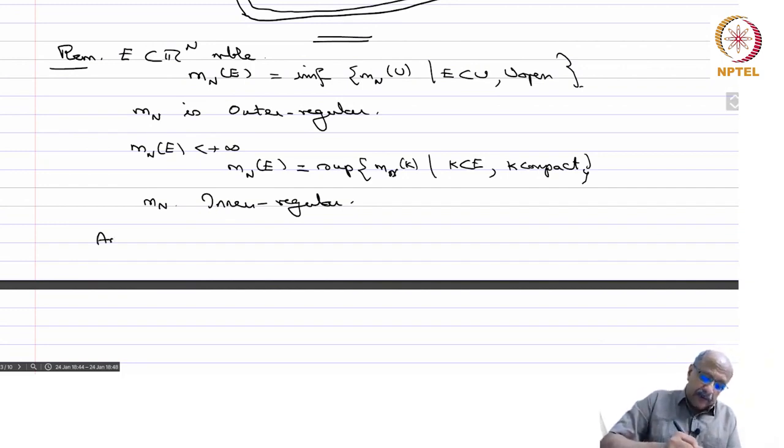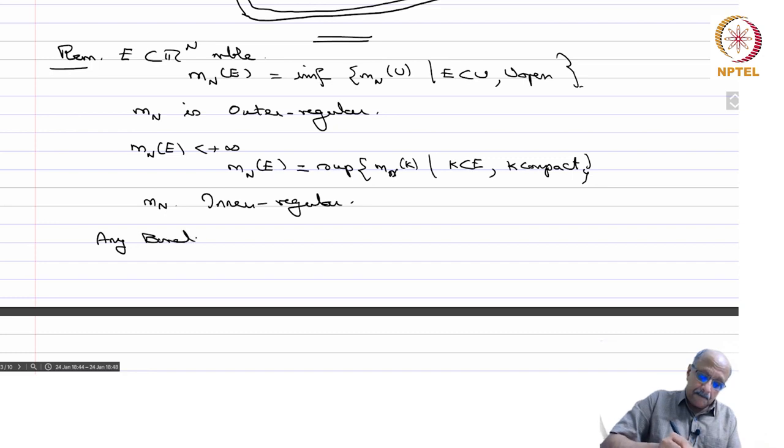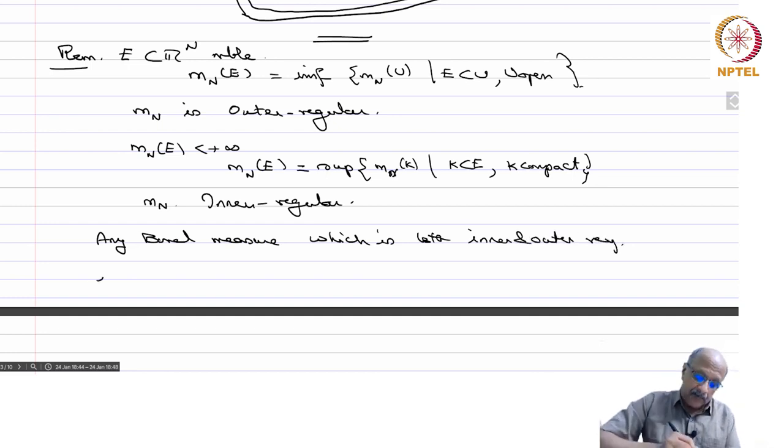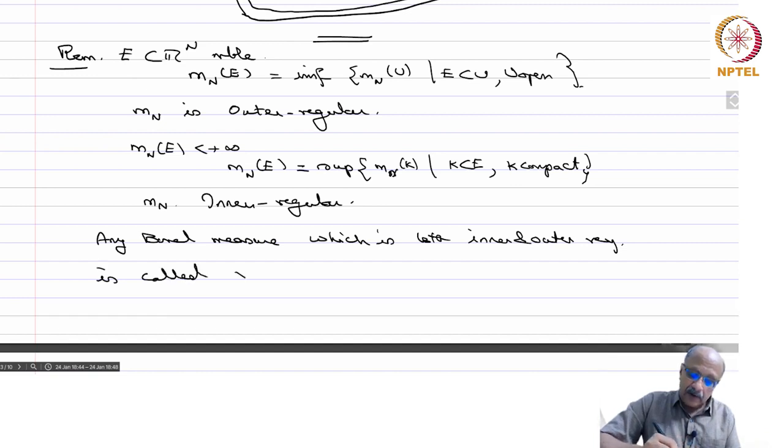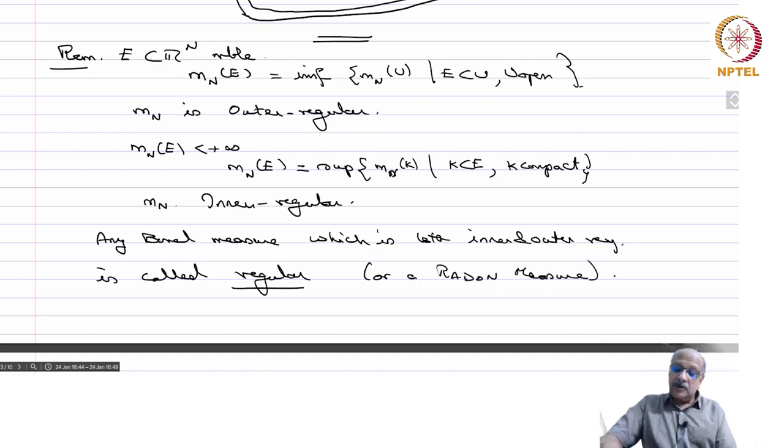So, any Borel measure, that means a measure defined on all Borel sets, so Lebesgue measure is an example, which is both inner and outer regular, is called regular. It's also called a Radon measure. A Radon measure is a Borel measure which is both inner and outer regular. So this is just a definition. Okay.